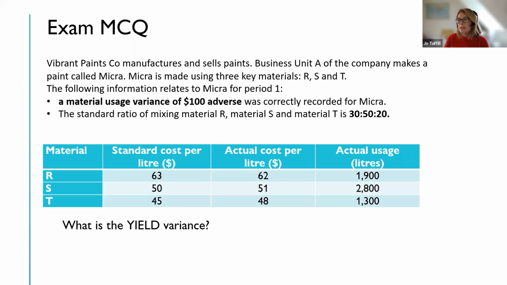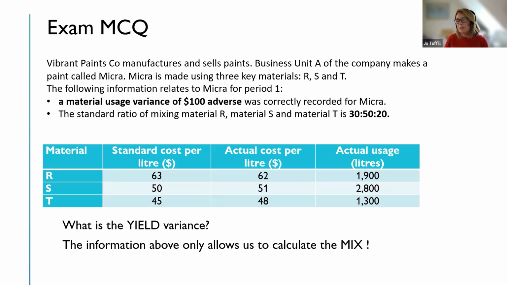And then it's given us some standard cost per litre, and then actual cost per litre, and then we've got the actual usage. The problem is it's asked us for the yield variance, but the information above only allows us to calculate the mix variance. Does anybody know why we can't calculate the yield variance from this information? No standard mix info. No, there is the standard mix info. You've got the 30, 50, and 20. Hasn't given you the standard cost, has it? Hasn't given you the standard cost card, effectively. I think that's what you're saying.